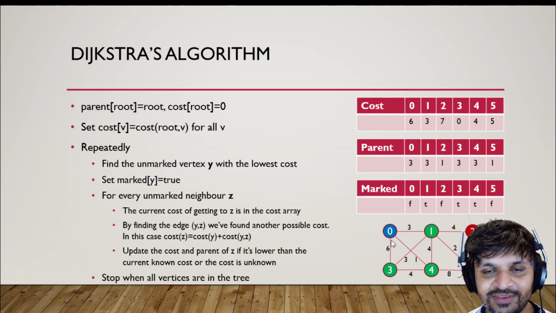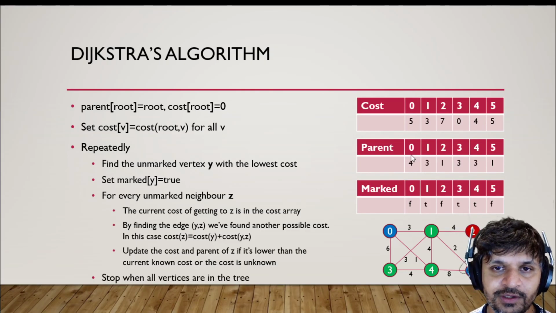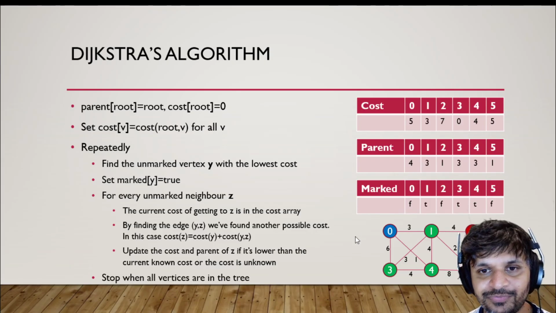What that means is I've basically found a better path to 0 than the path I already know. The path I already know is this 3, 0, which costs 6, and now I found 3, 4, 0, which costs 5. So this path which costs 6 has been overtaken by this path which costs 5. So what I do is I update the cost to now be 5 and the parent to be 4. So this becomes 5, this becomes 4. It's just following this algorithm here.